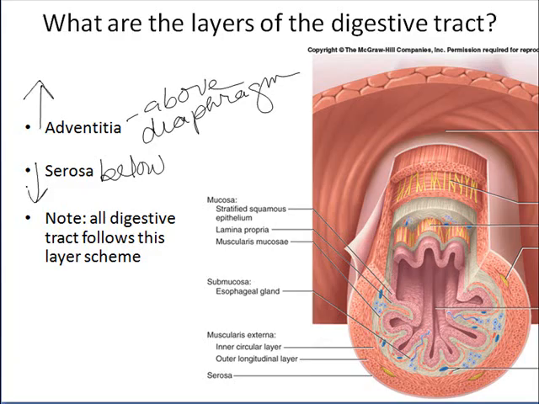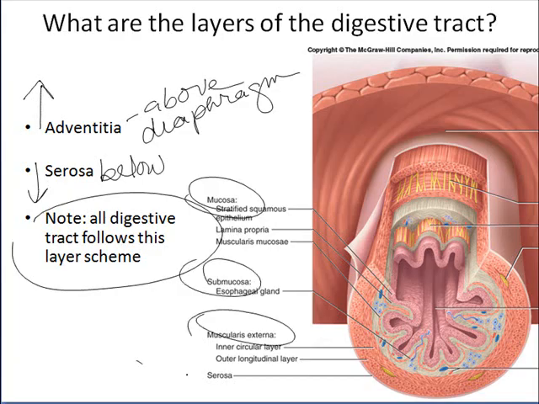And remember again that all parts of the digestive tract follow this basic scheme of having your mucosa, the submucosa, the muscularis layer, and then this either adventitia or serosa, with minor modifications now and then. But for the most part, it's these three layers plus a little connective tissue on the outside.